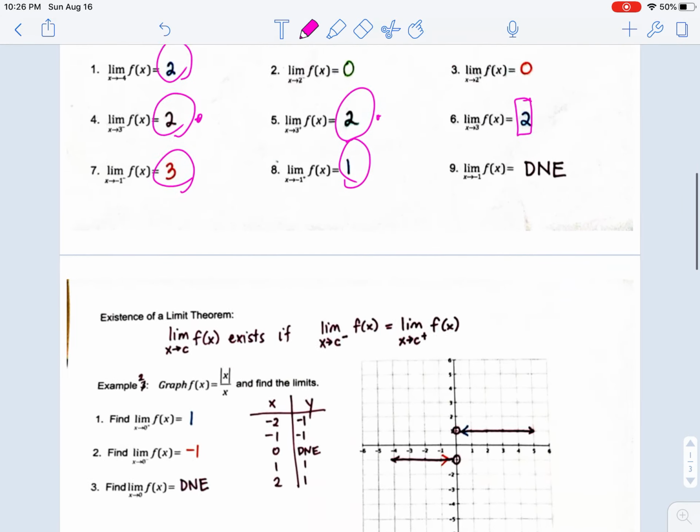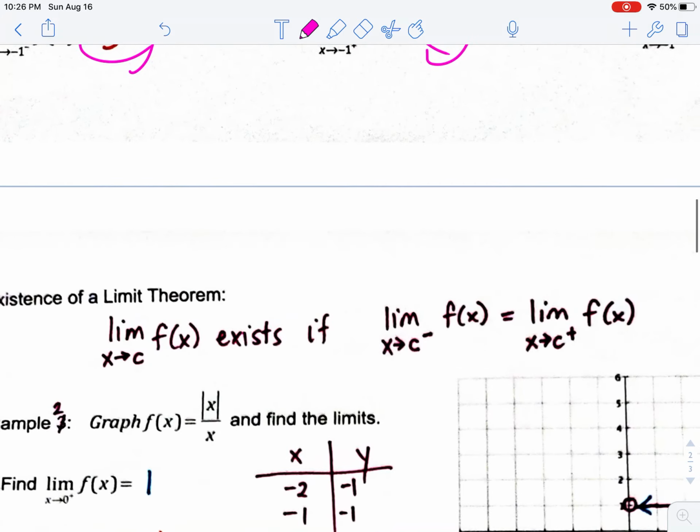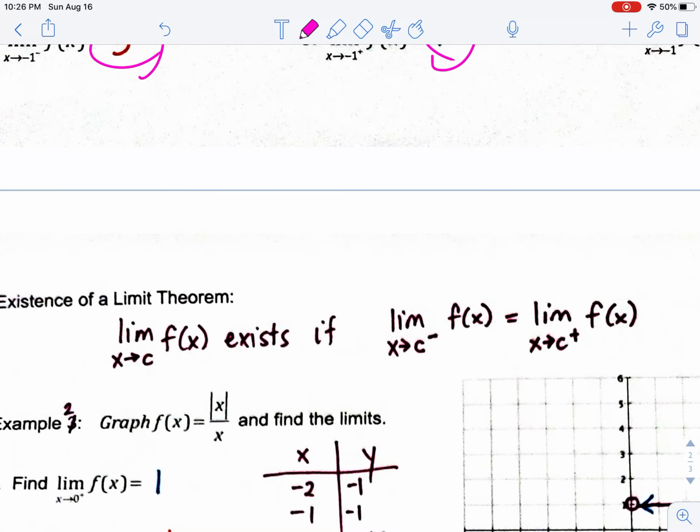This leads us to our first theorem, the existence of a limit, at the top of the page. The limit as x approaches c of f of x exists if the limit on the left-hand side is equal to the limit on the right-hand side. That's what guarantees a limit existing. When the left and right-hand limits are the same, we for sure know that the limit exists. If the left-hand and right-hand limits are not the same, the limit does not exist.